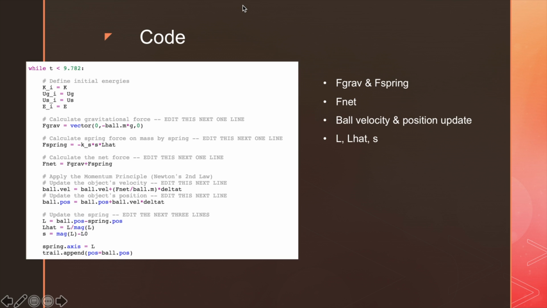The while loop starts by giving variables to all of their respective initial energies. I then entered the forces acting on the mass, which are the force of gravity and the spring force with their respective equations, and I added them to be the net force.